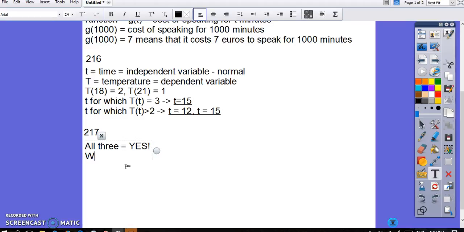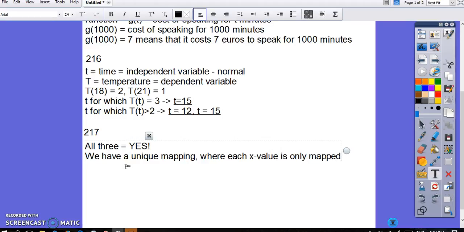So yes, we have a unique mapping where each x value is only mapped to one y value. Of course, in the first one we have some y values that occur for different x's, so for 2, 3 and 5 the y values are the same, but as we mentioned in class, that doesn't matter. As long as each x only gives us one y, then that's absolutely fine.